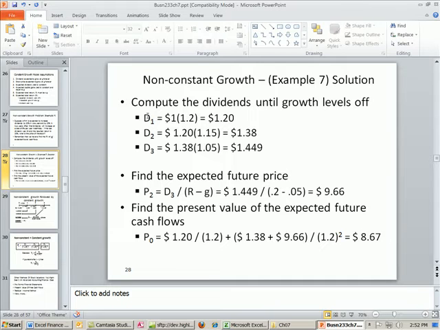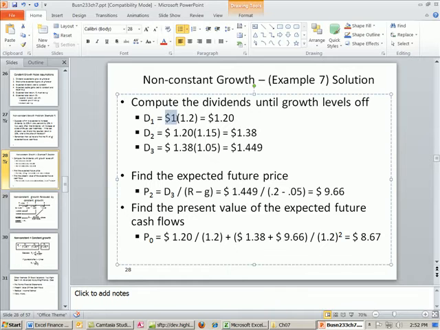Well, first off, we can calculate the dividends. We know the dividend at time 0, so we can just multiply that by principal plus the interest. We get 120. So at time 1 year out, we have that cash flow. Year 2, we multiply this one times the 15% increase. Then we take this one, and finally we get dividend at time 3 at the 5% growth, which is assumed to continue into the future.